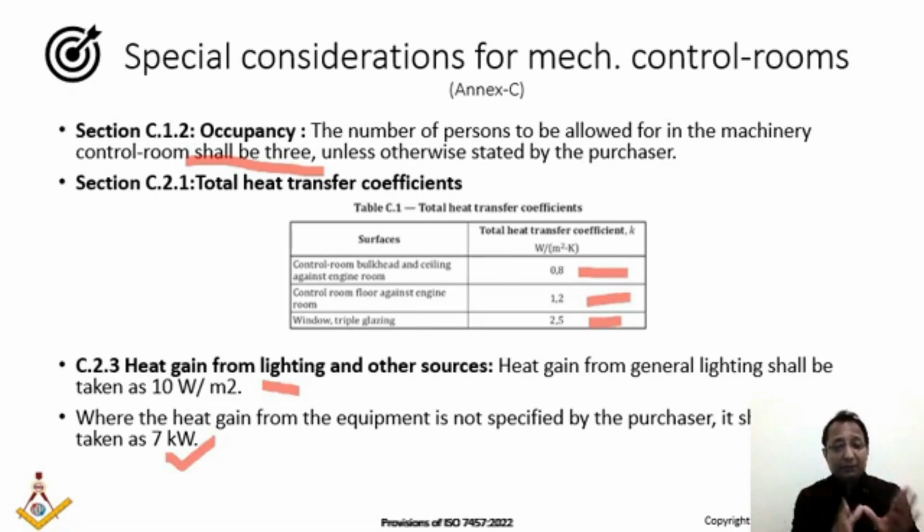You can clearly mention that the 7 kilowatt value is not from the vendor yet. So 7 kilowatt as per ISO 7547 has been applied over here. So you are safer in the calculations, and you don't have to wait or stop for anyone for the calculation purpose.